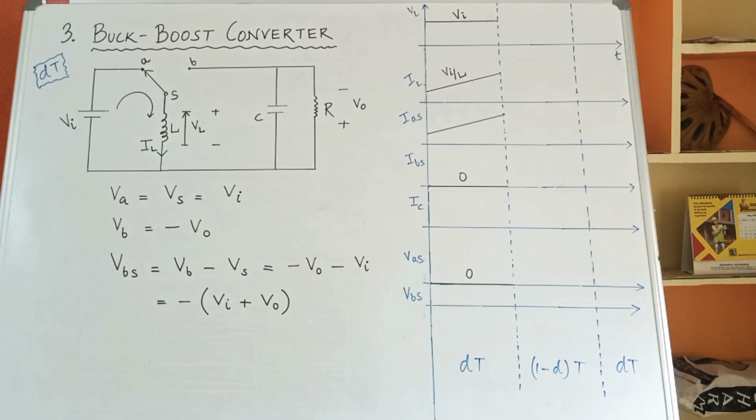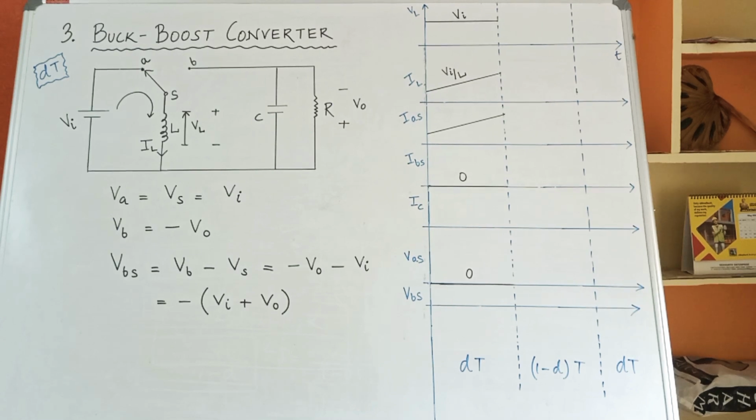As we have seen, A point and S point are short circuited to one another, that is, they have the same potential. So, VA is equal to VS is equal to the source voltage VI. And since B point is connected to the negative of the load voltage V0, VB will be minus V0. So, VBS can be calculated as VB minus VS, that gives you minus of Vi plus V0.